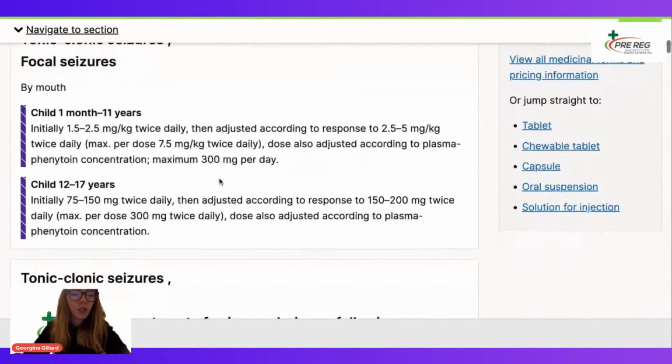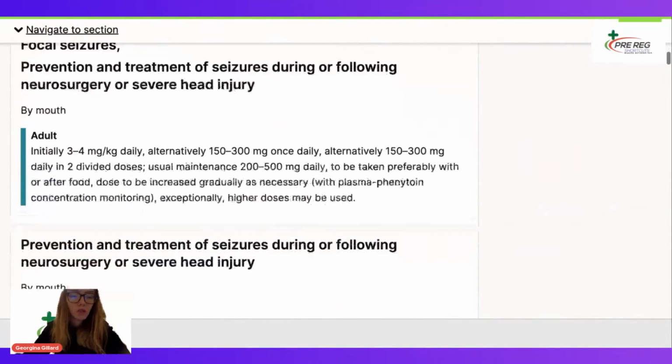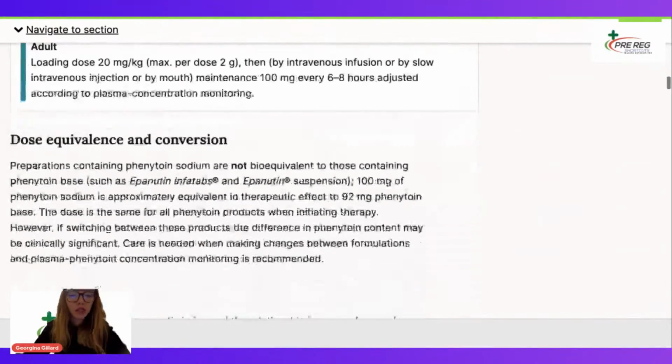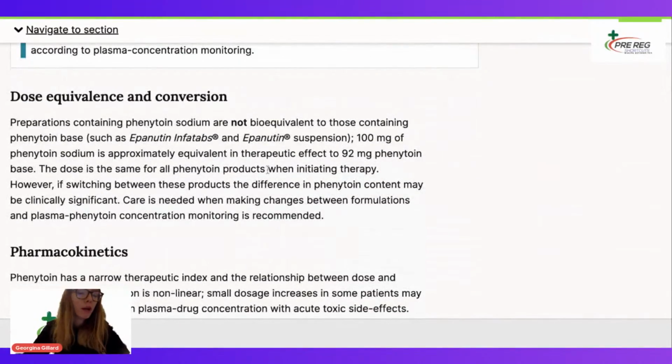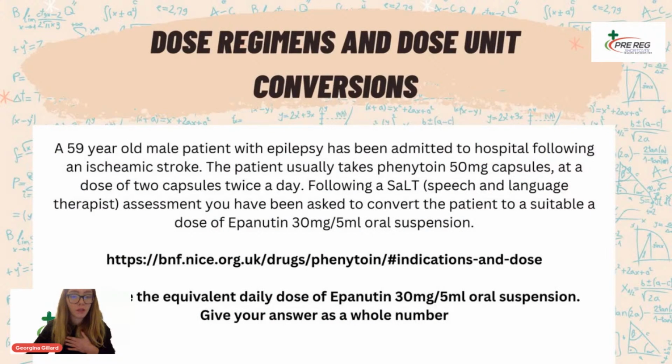Okay, so of course, if you scroll all the way down to the bottom of the indication and dose section, it will tell you that the preparations between phenytoin sodium and phenytoin base are not bioequivalent. So essentially, we've been given the conversion here: 100 milligrams of phenytoin sodium is equivalent to 92 milligrams of phenytoin base. So therefore, we can use that information in our question.